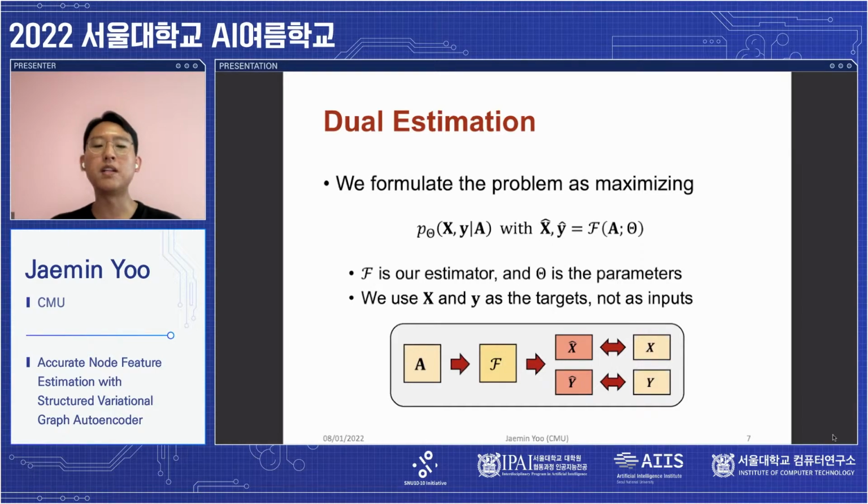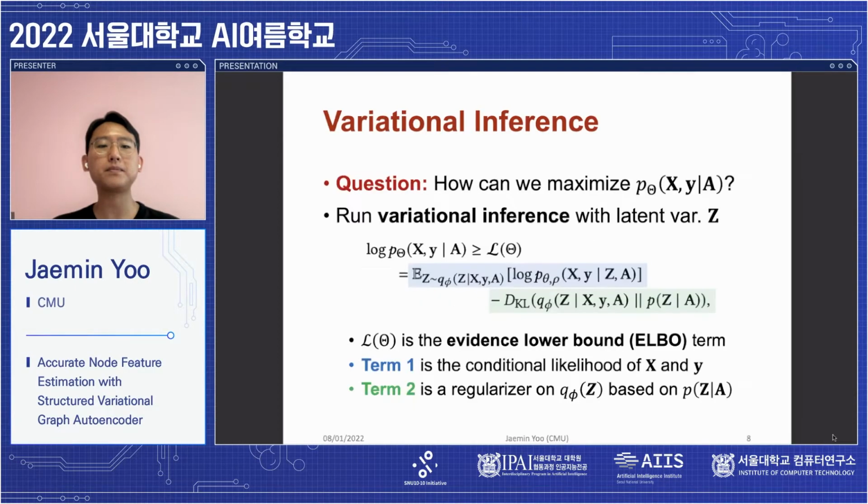So given the graph structure A, or the adjacency matrix A, we aim to build an estimator that estimates the features and labels of all nodes in the graph, and then we want to compare them with the true observations to update the parameters of the estimator. The question is, how can we maximize the likelihood term?